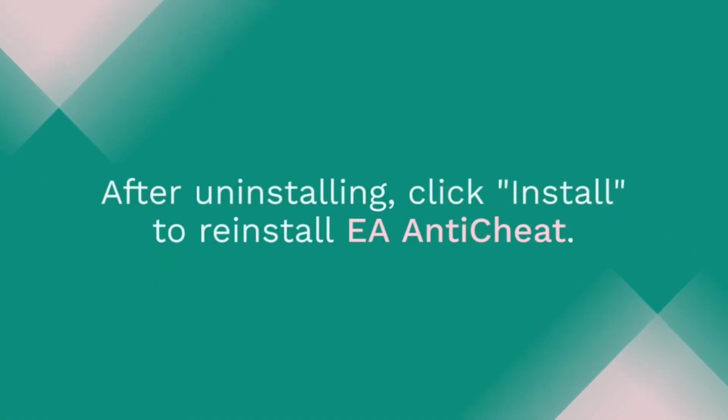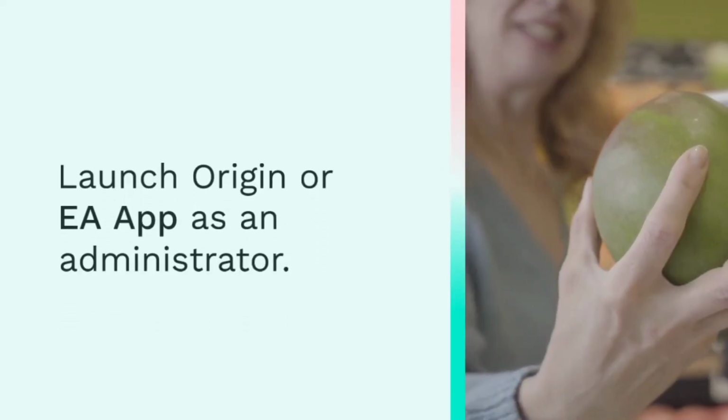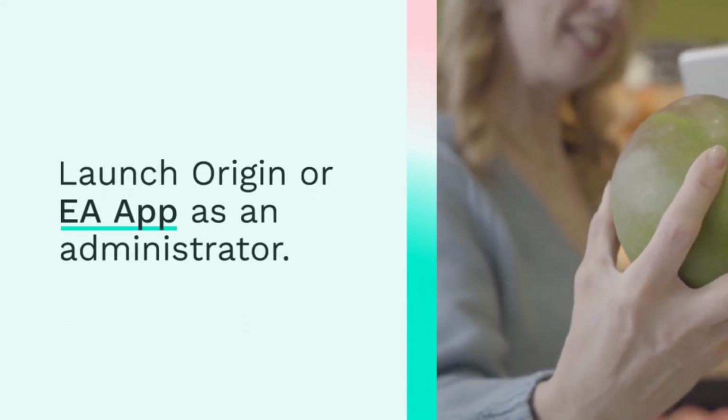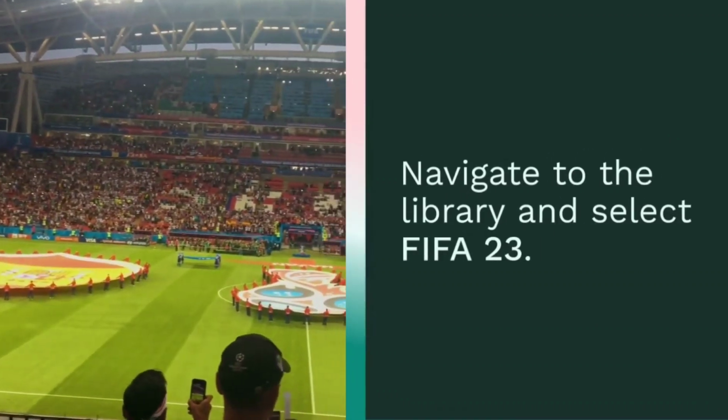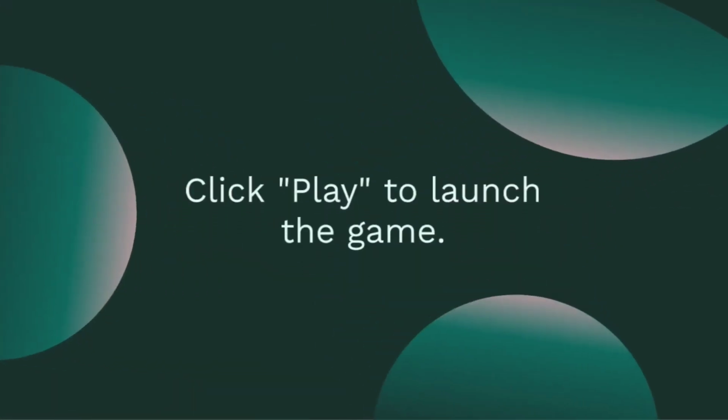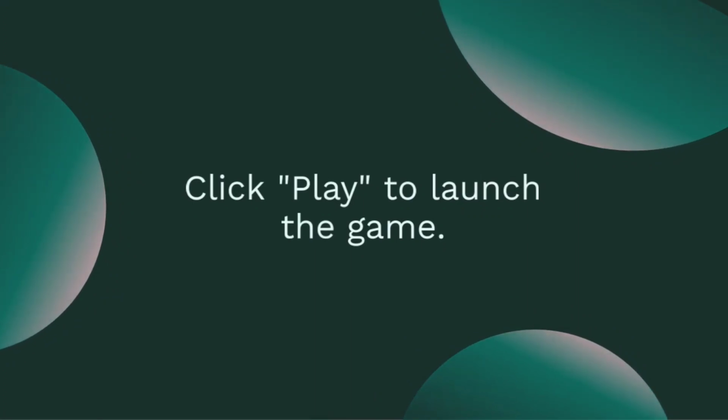Step 4. Reinstalling EA Anti-Cheat via Origin or EA App. Launch Origin or EA App as an administrator. Navigate to the library and select FIFA 23. Click Play to launch the game.